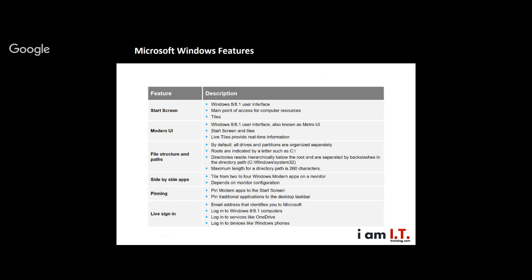Now file structure and paths are going to be the same in pretty much all Windows environments where you have the C:\. Now that's your root folder, your primary directory where pretty much all things go. And that didn't change in any of our operating systems, and that's still true today in 10.